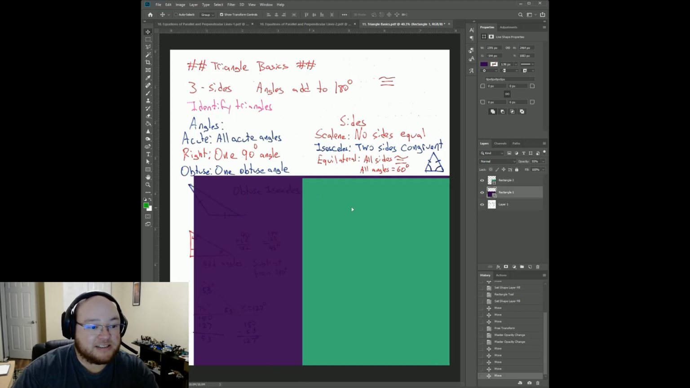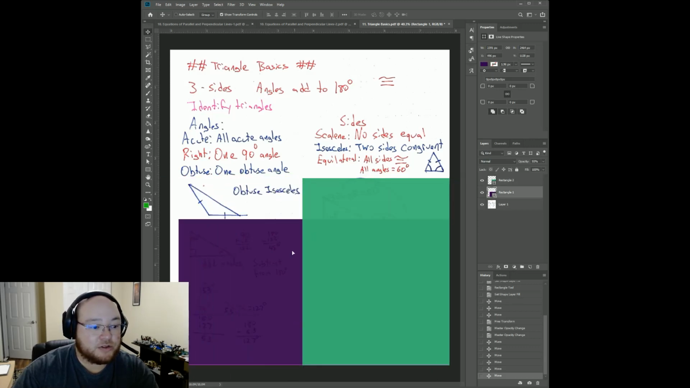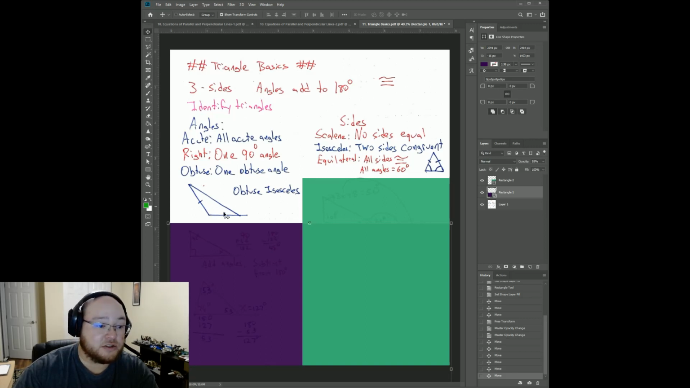You can kind of see it there, but I can give you a triangle and ask you, what is this? And you would say it's obtuse because there's one angle here that is larger than 90, and isosceles because these two are the same. So just always label every triangle with two different names, one based off the angles, one based off the sides.